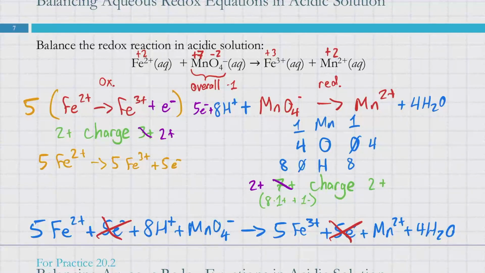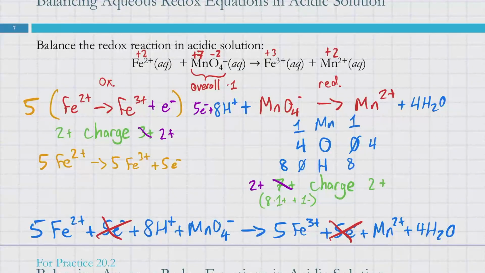Then for charge, we've got 10 plus 8 plus 1 minus, so 17 plus on the left side. We've got 15 plus 2 plus, so 17 plus on the right side. I don't expect you to necessarily be doing that all in your head. I just ran out of space, and so I'm doing it that way.